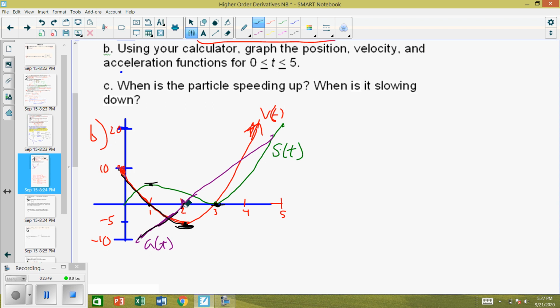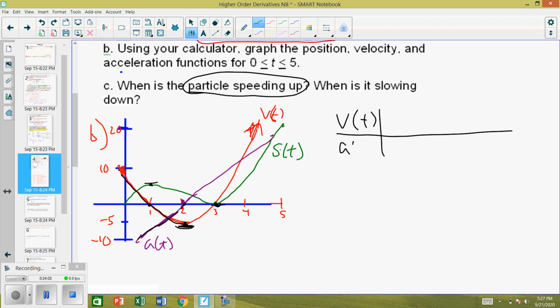But what we're curious about now is when the particle is speeding up. This is whenever A of t and V of t have the same sign. So let's figure that out. I'll put in a little bit of a chart here. I put V of t on a little number line, and I'll label the other one A of t.